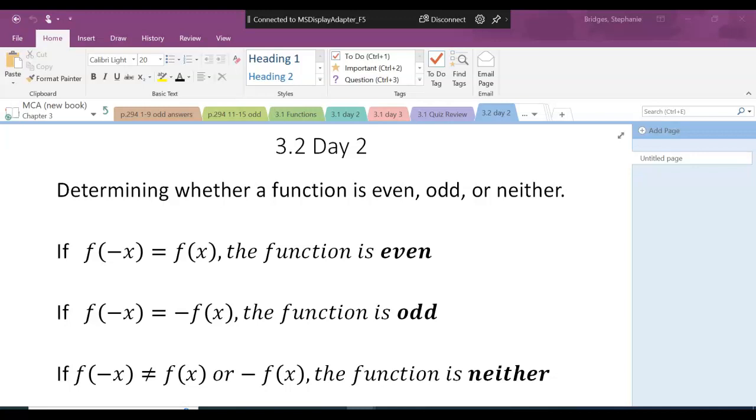Okay, so we are going to determine if functions are even, odd, or neither, okay?